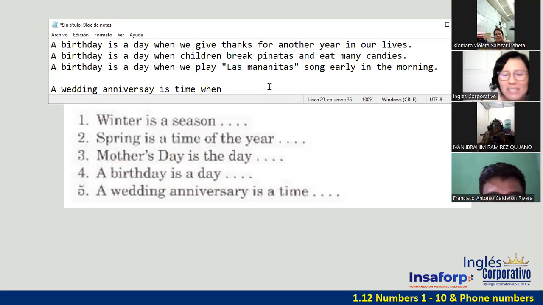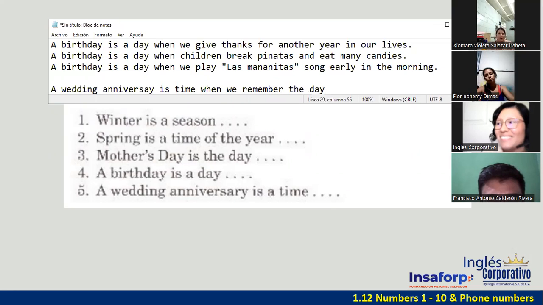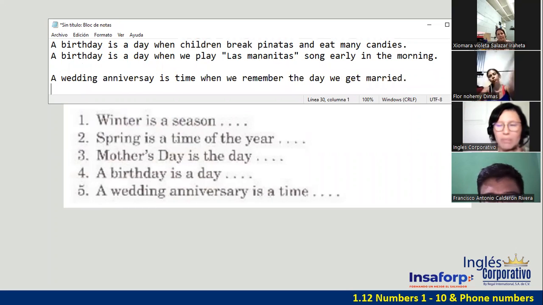Yes, our anniversary is the time when we remember. I'm sorry, Xiomara, when we remember the time. When we remember the day when we got married. Uh-huh, the day we got married, right? Or we get married, porque es en general. So our wedding anniversary is a time when we remember the day we get married. Muy bien. Flor Noemi.